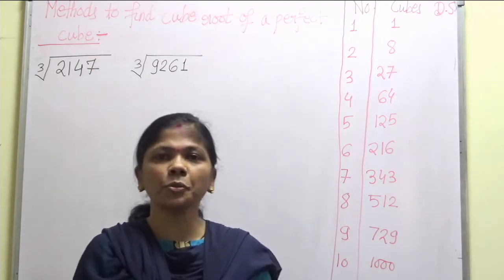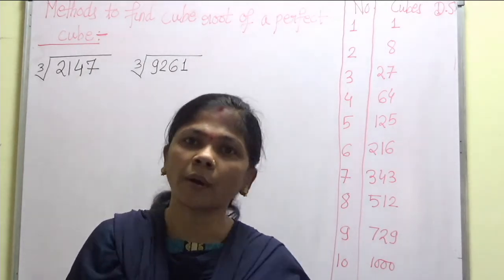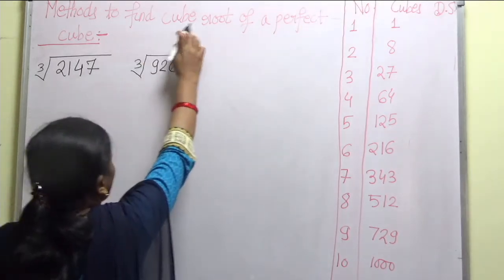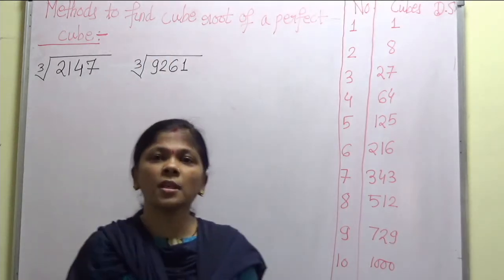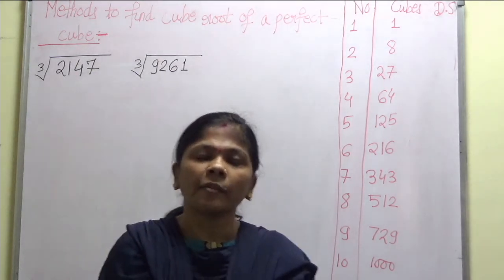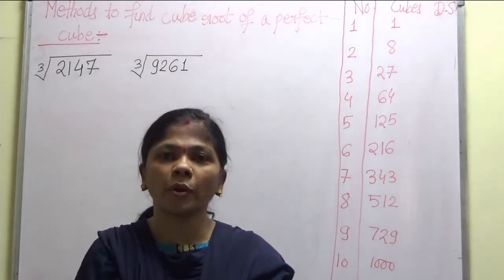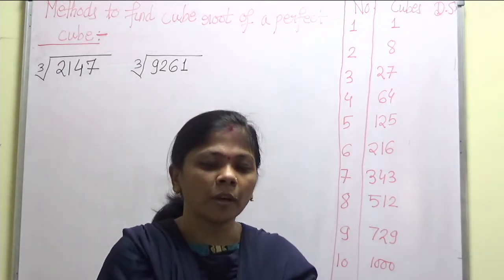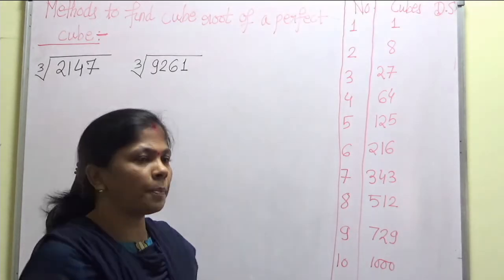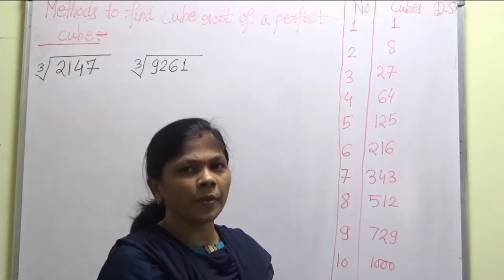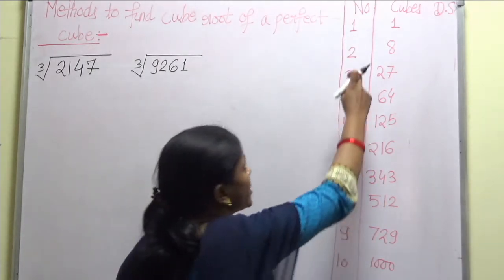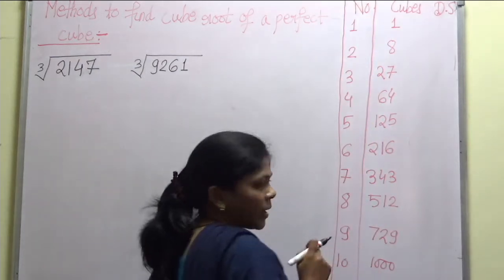Everyone, and welcome to another video lecture on quantitative aptitudes. Today we shall discuss how to find the cube root of a perfect cube. Before this, I would like to tell you how to identify whether a given number is a perfect cube or not. For this, we need the cubes of the numbers from 1 to 10, so here I have listed the cubes of the numbers from 1 to 10.